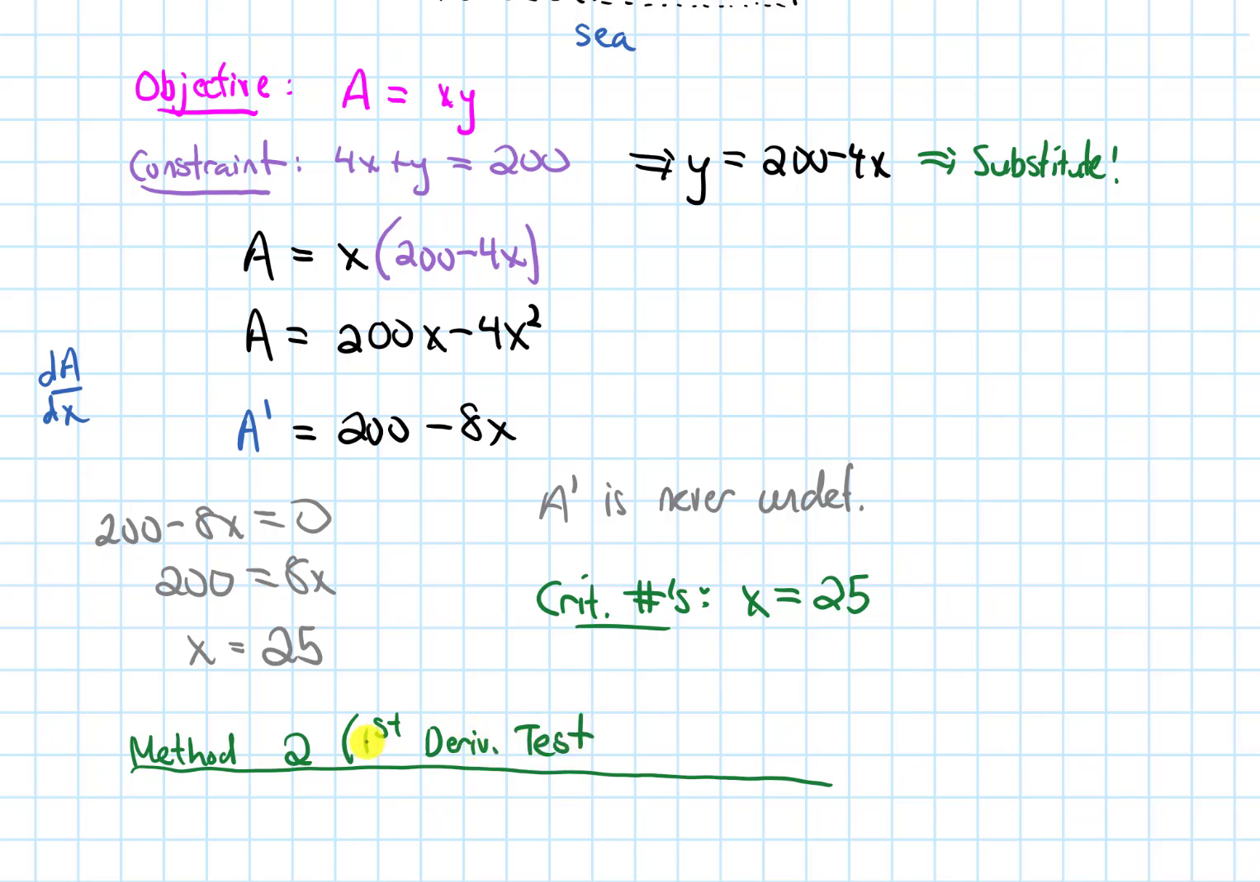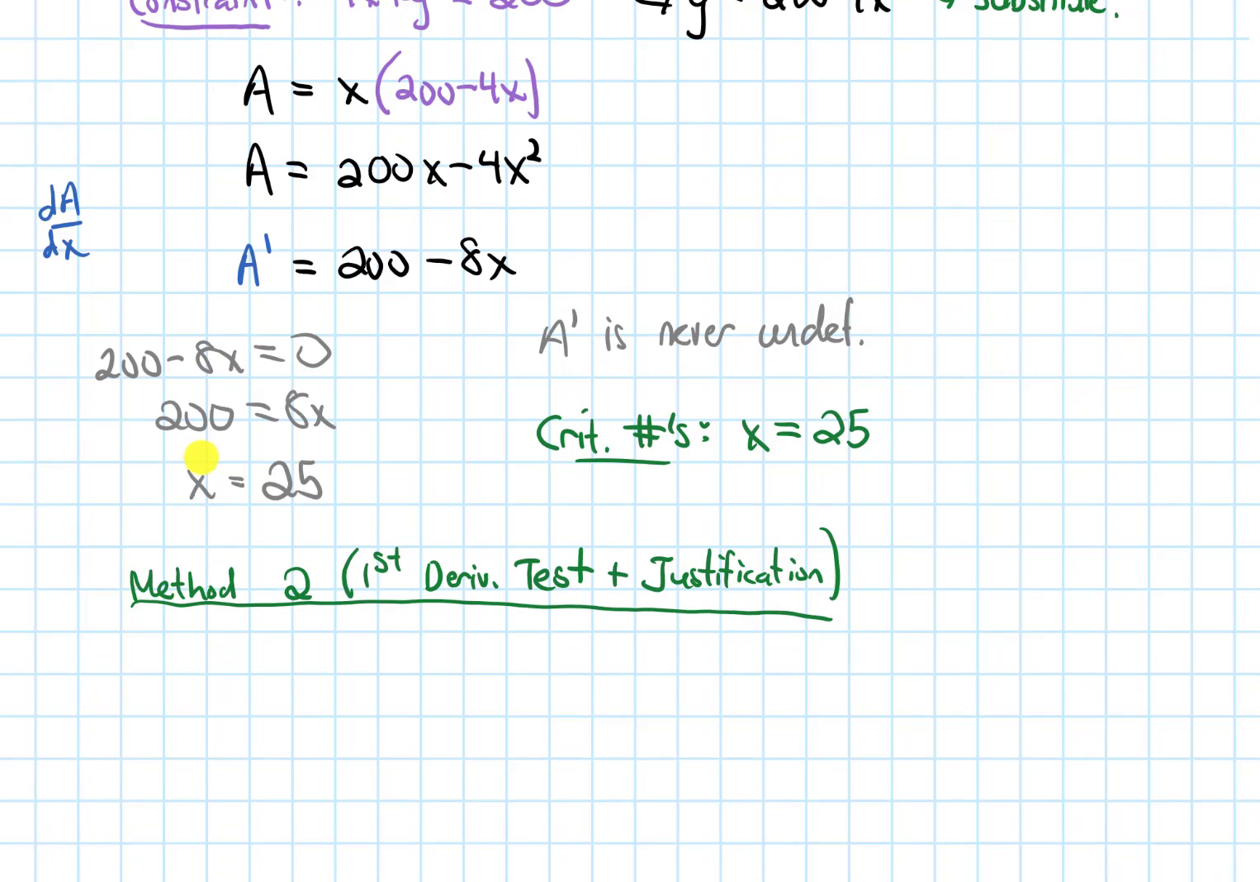First derivative test usually tests for local mins and local maxes. So we give a little extra justification to explain why this particular local min or this particular local max is going to be an absolute min or absolute max. There was also method 3, which was to do the second derivative test plus a little justification, but I won't do that here. I'll just do method 2.